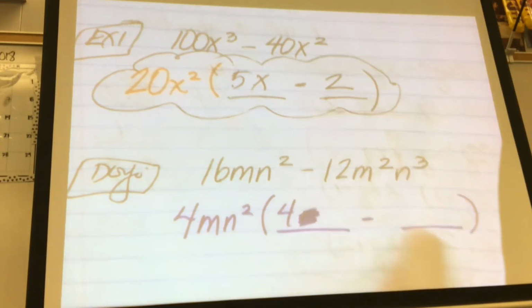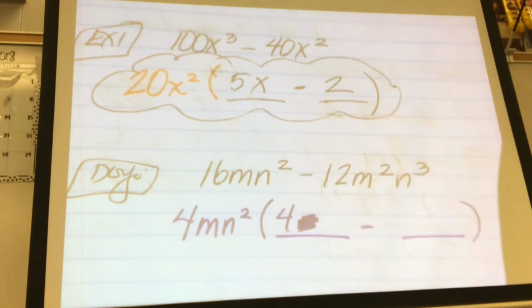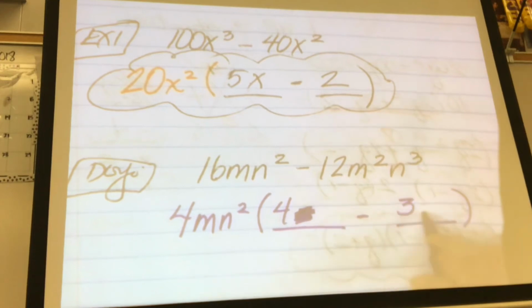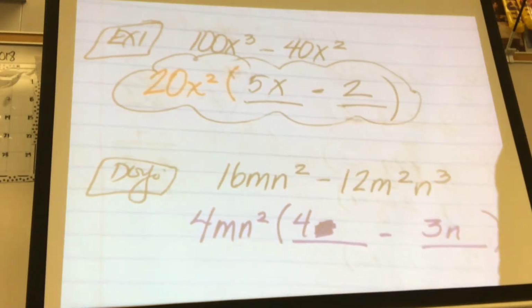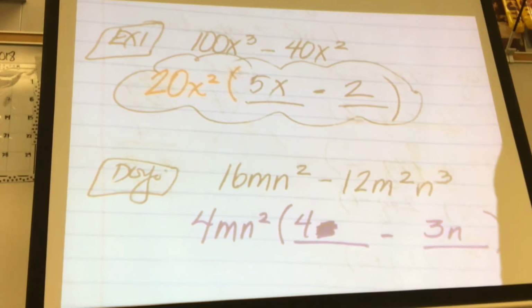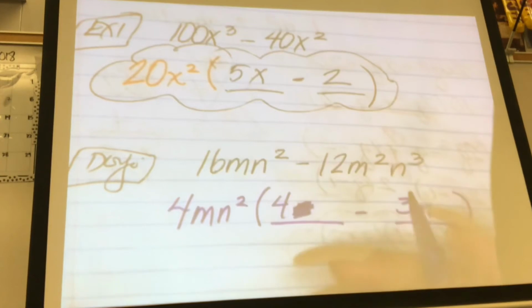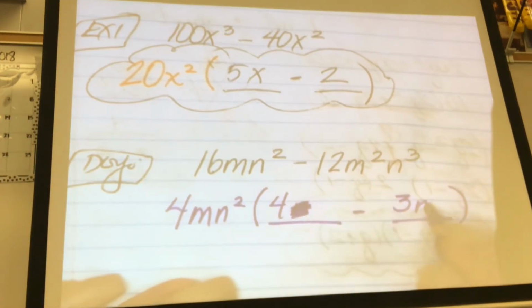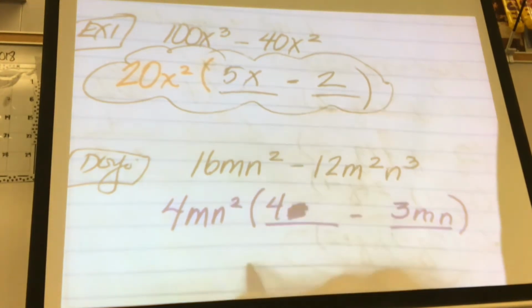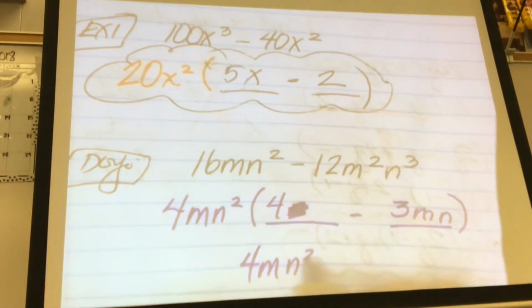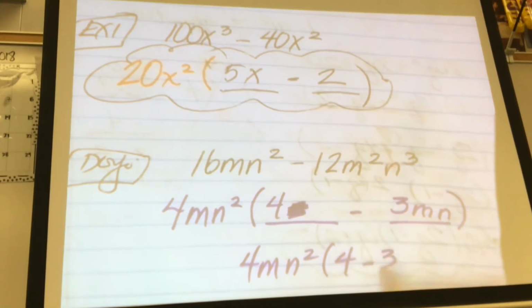Jessica, what shall I have here? 3 and a 3. And here's where I'm going to put that extra n. What am I missing? So m, n, and n? Oh, you said that? I'm so sorry, I didn't hear you. I just heard n. Sorry. Kyle, shh. All right, so my final answer is 4mn squared and then 4 minus 3mn.